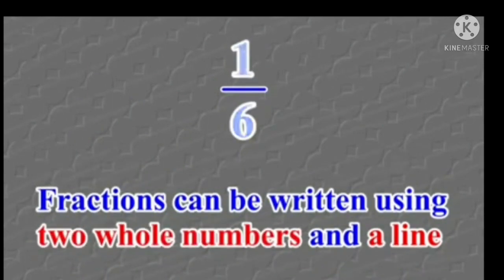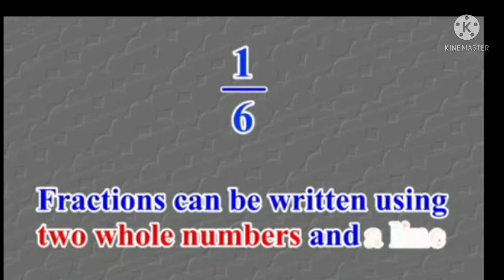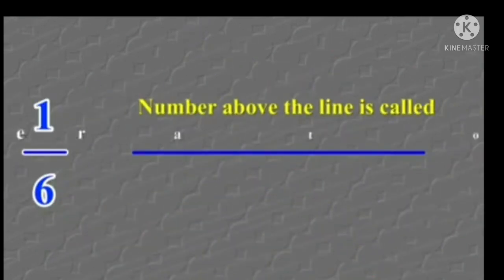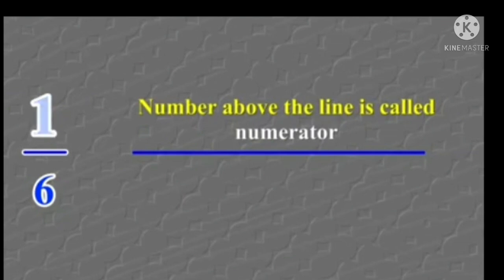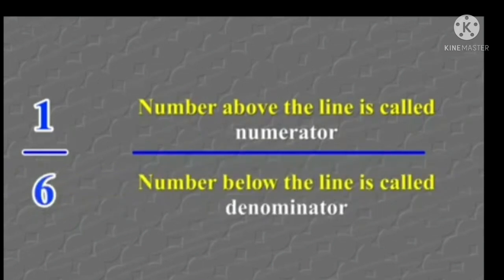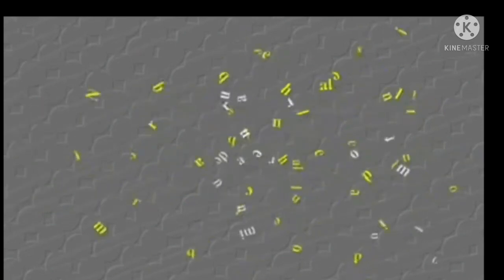A fraction can be written using 2 whole numbers and a line. See here, the number above the line is called the numerator. So here 1 is called the numerator. The number below the line is called the denominator. So 6 is called the denominator.